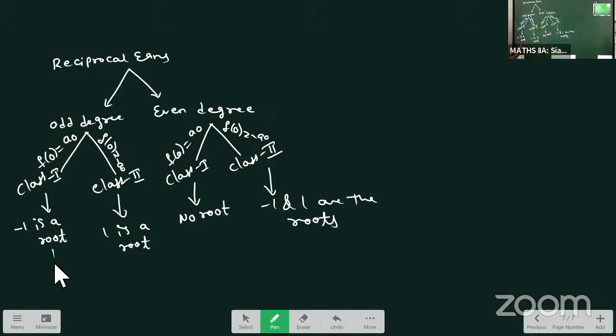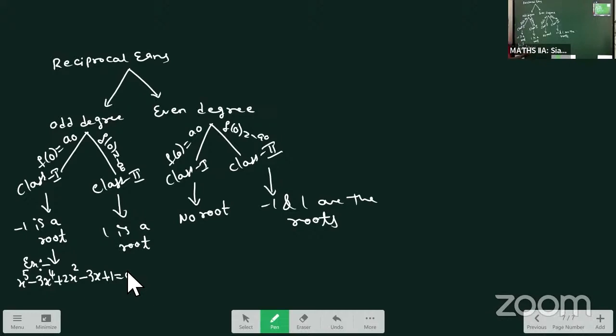Example. What is odd degree reciprocal equation? Class 1. Odd degree means highest power of x will be an odd number. You can take any of the equation like x to the power 5 minus 3x to the power 4 plus 2x square minus 3x plus 1 is equals to 0. Here 5 is the highest power of x. So it is odd number. That is why we call it is odd degree.